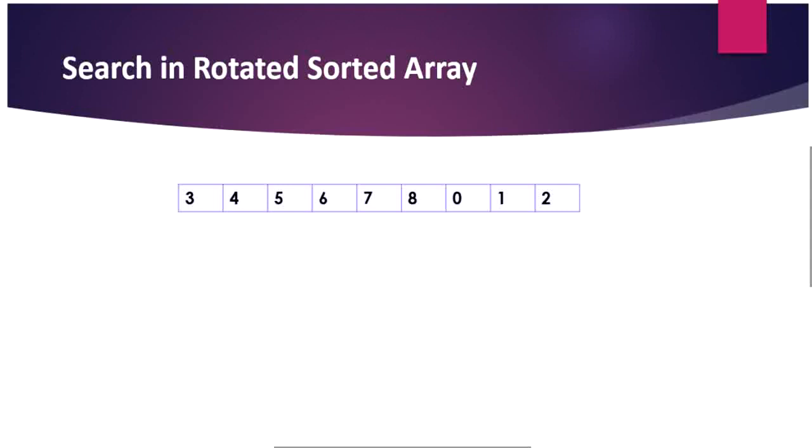So in this example, our mid element is going to be 7. Let's solve the same example by considering our target as 5 first and then 1 next. First we have to search for 5. We are going to check which side we are on.